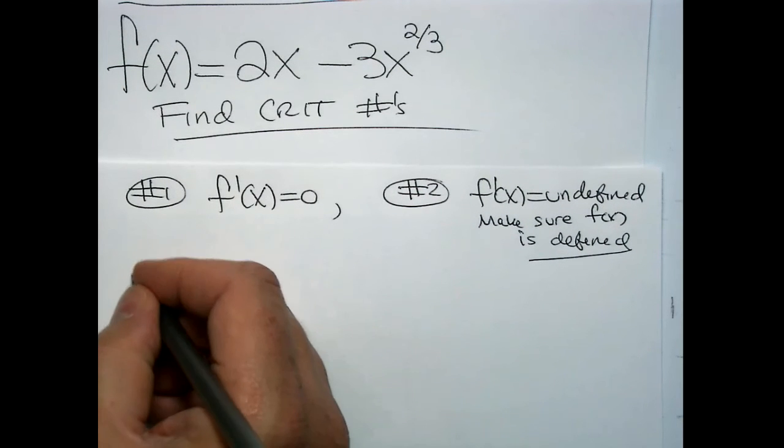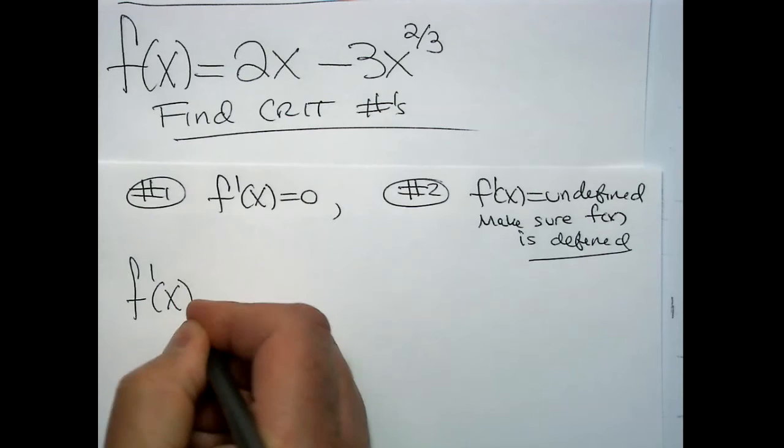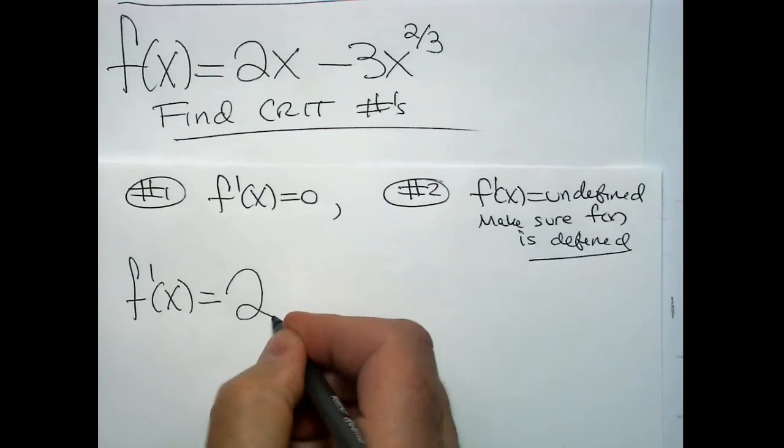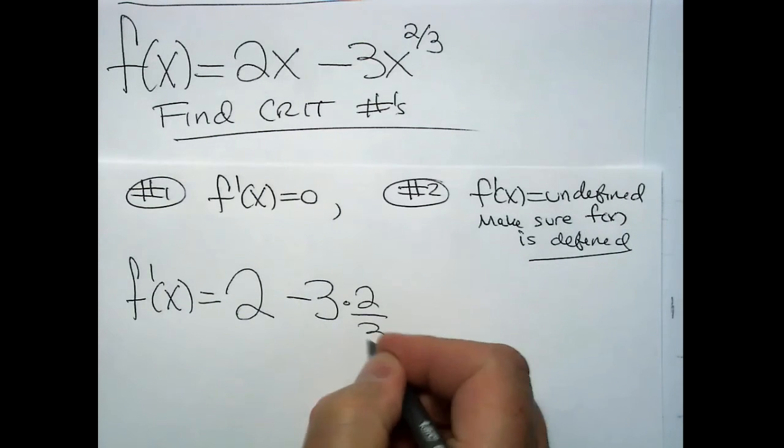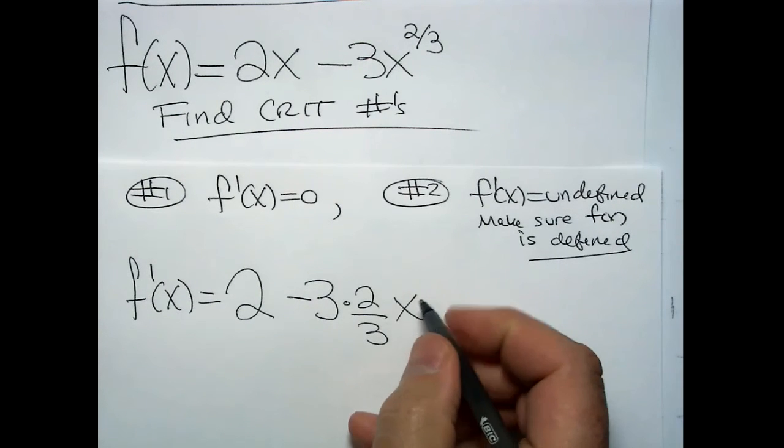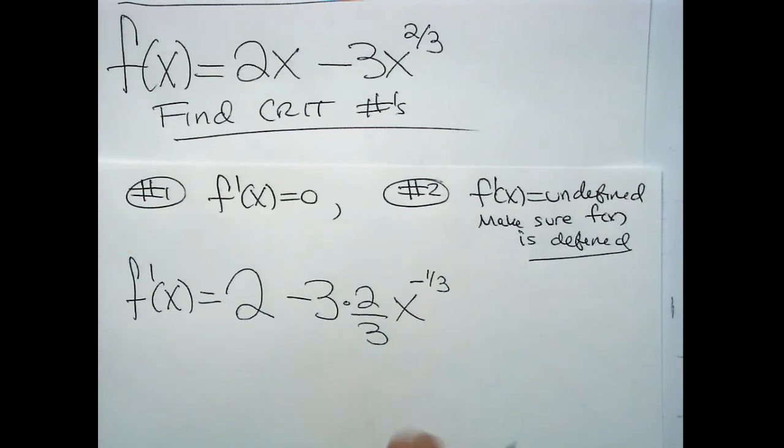All right, I think what we should do is find f prime. First of all, f prime of x is equal to the derivative of 2x, which is 2, minus 3 times, the 2/3 drops down like this. Deduct 1 from the exponent. That would be x to the negative 1/3.